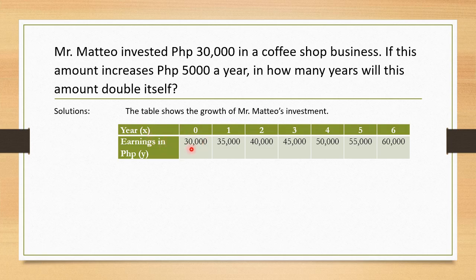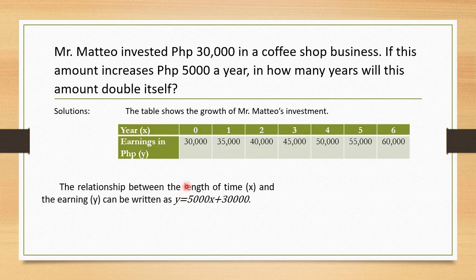So we have 30,000 as the initial investment, and then after a year, naging 35,000 na siya. Then another year had passed ulit, naging 40,000. Then another year ulit ang nakalipas, naging 45,000 and so on.